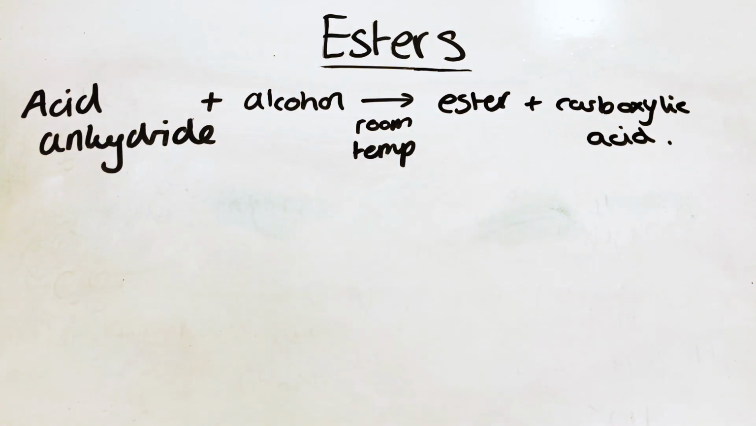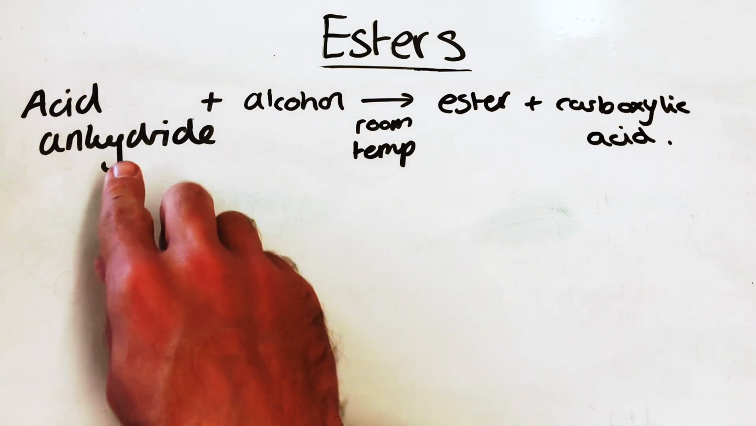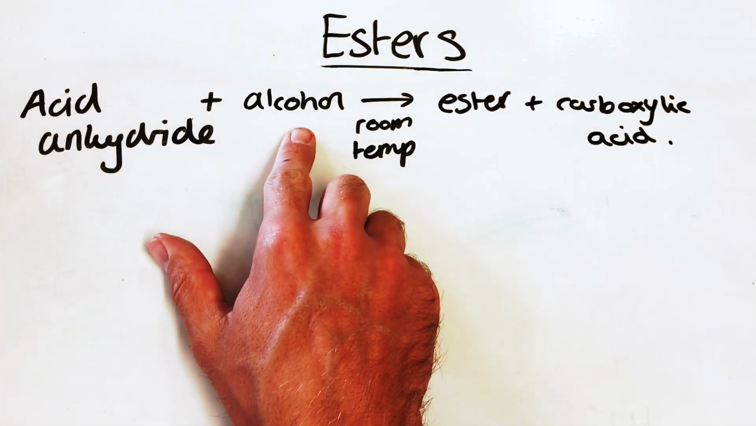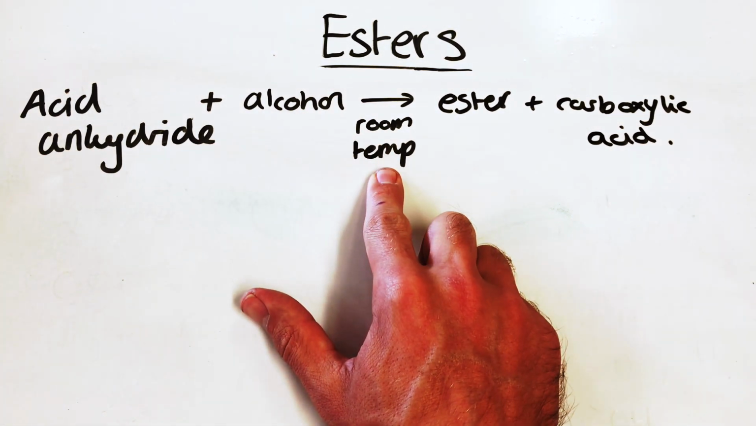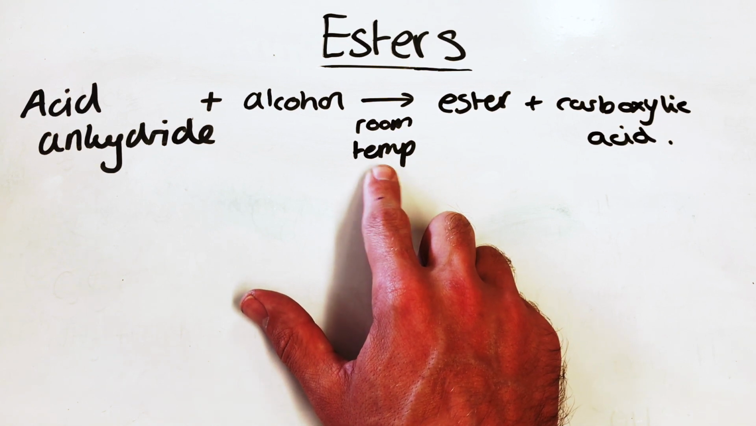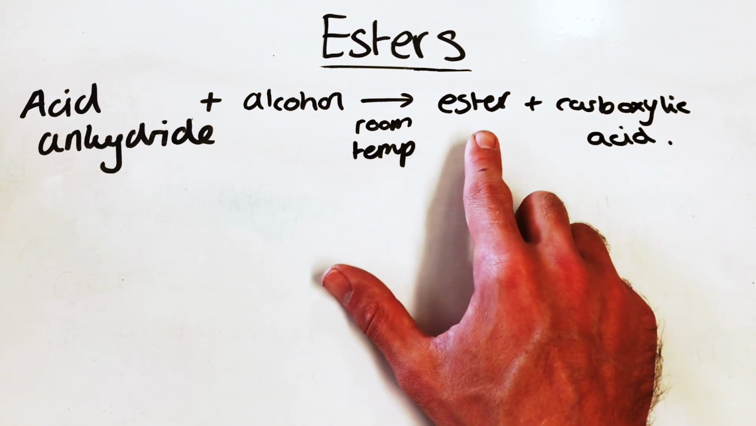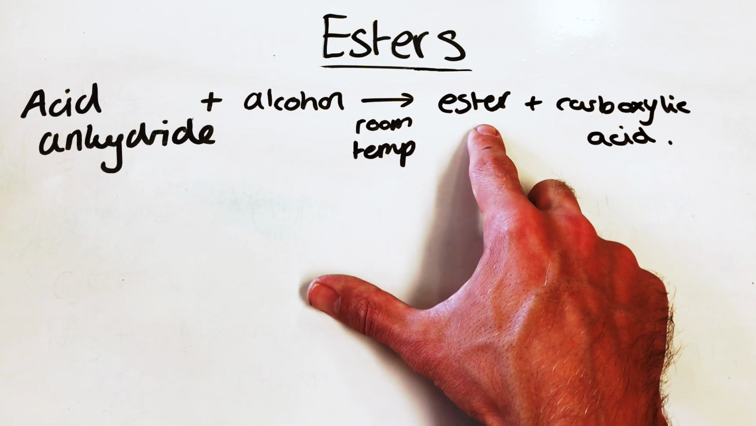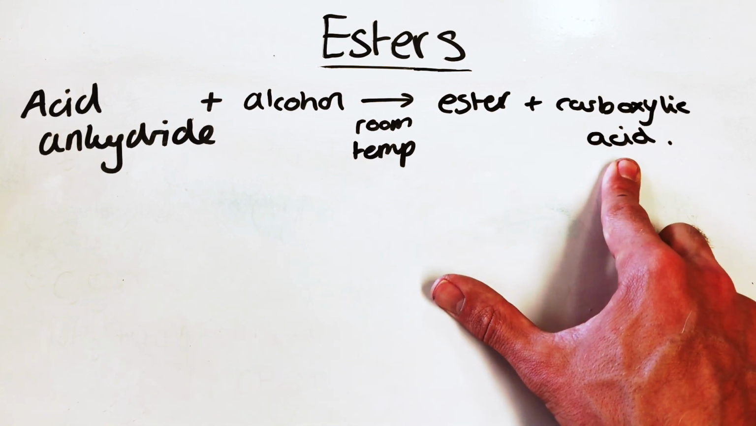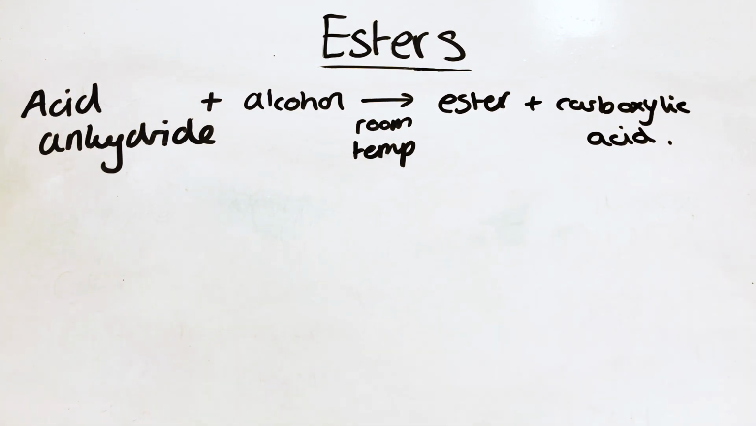Now the third way of making an ester for A-level chemistry is to use an acid anhydride with an alcohol, again at room temperature. So you have the advantages over the reaction between an alcohol and a carboxylic acid, that it can be done at a low temperature. There's no need to reflux. The reaction goes to completion and we produce our ester, and this time our waste product is a carboxylic acid. So let's have a look at an example here.